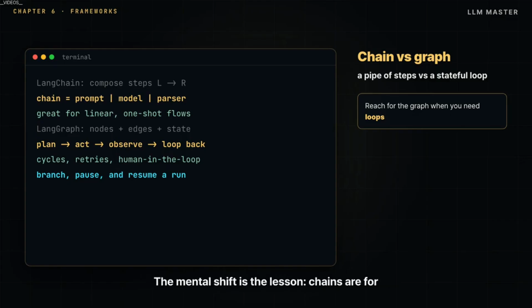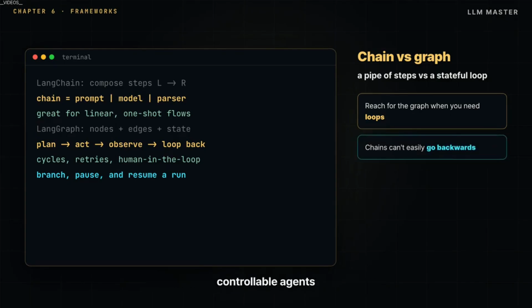The mental shift is the lesson. Chains are for pipelines. Graphs are for stateful, controllable agents. Reach for the graph the moment your flow needs to go backwards.